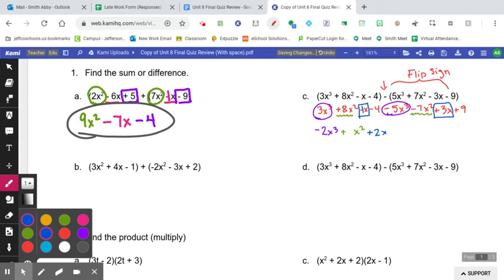And then lastly, we'll do the constants. I've got minus 4 and plus 9. Together, that'll make plus 5. Here's your final answer. Pause the video and do problem D.